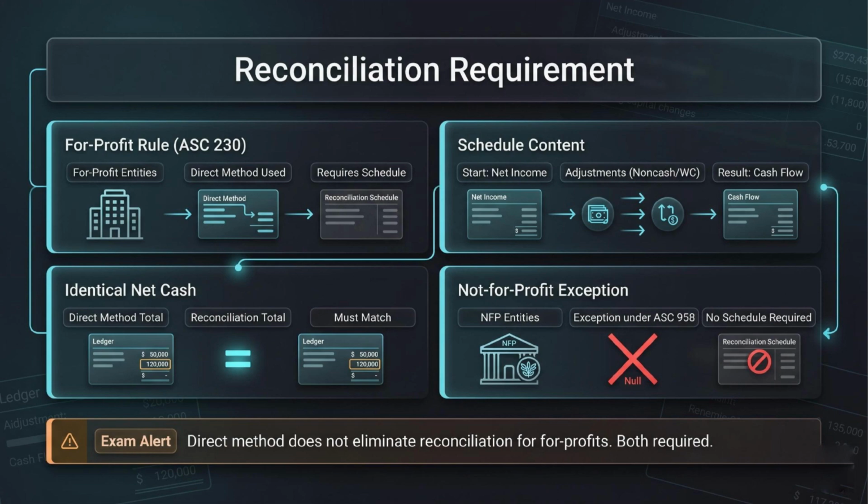There is a not-for-profit exception under ASC 958, but for ordinary for-profit entities under ASC 230, do not forget this requirement. Choosing direct method does not mean saying goodbye to reconciliation. Reconciliation still sends a calendar invite.